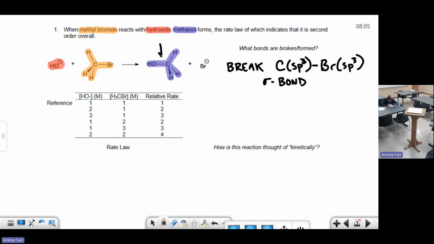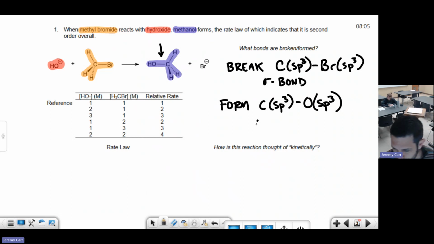In this chemical reaction, we're forming a new oxygen-carbon bond. Both of these atoms are going to be sp3 hybridized in this example, and importantly, it is a sigma bond. So what's the important detail you should recognize? Whenever we have a chemical reaction where we are breaking a sigma bond and then forming a new sigma bond, this is, by definition, what we call a substitution reaction.